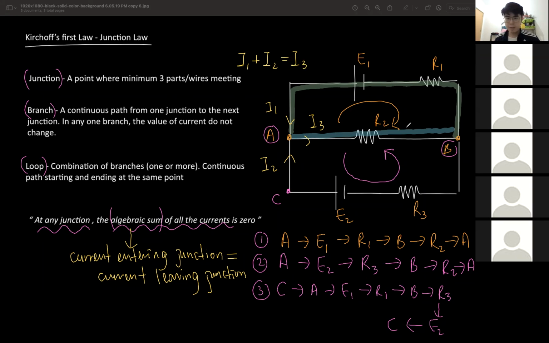The same applies to the other junction, junction B. I3 here splits. This is I1. Why is this I1? Because it is the same branch, so it has to be the same current as this one. So here is I1, and down here is I2. You write an expression for junction B, still the same as this expression here. Current entering equals current leaving. That is the first rule.